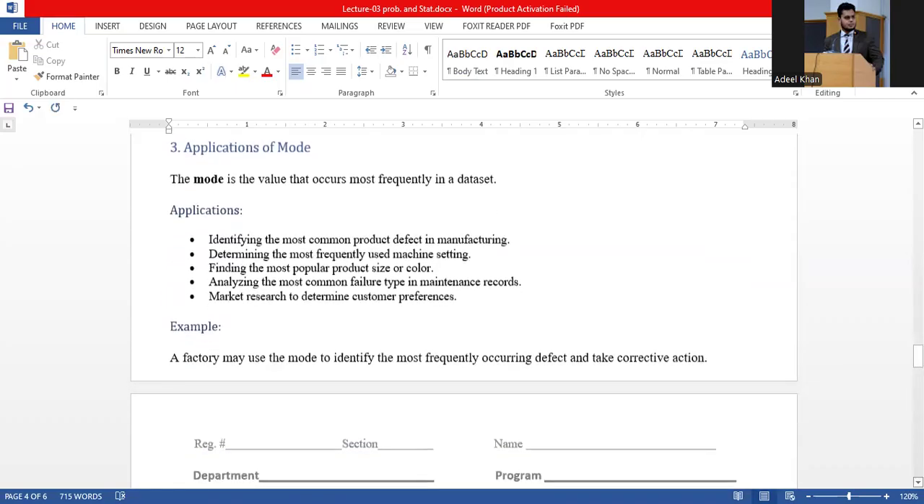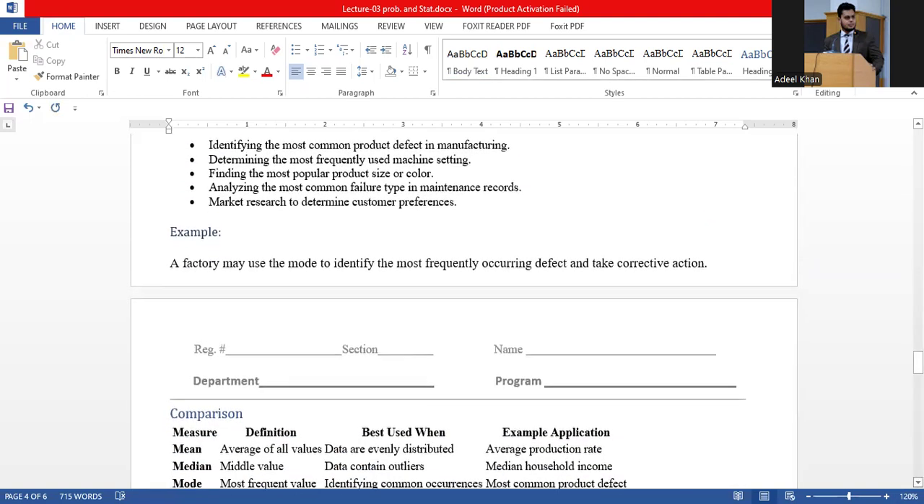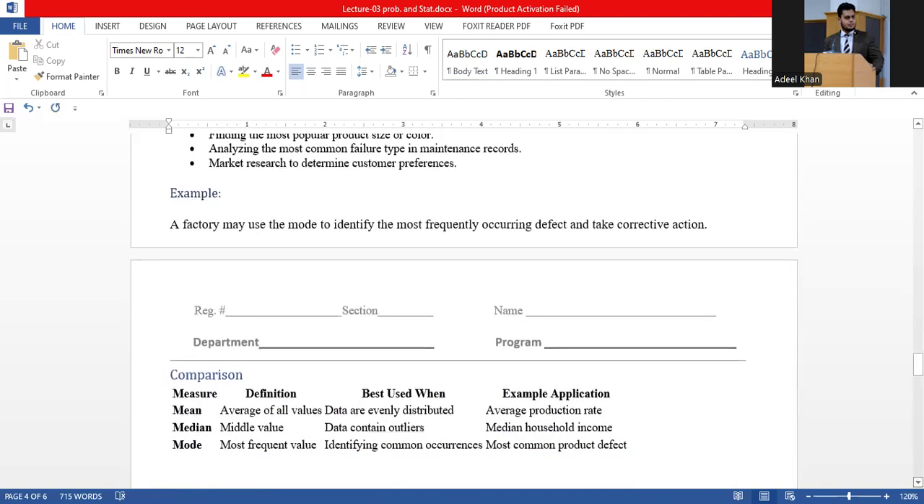Coming to the example, a factory may use the mode to identify the most frequently occurred defect and take corrective actions. For the sake of simplicity, we need the standard tendency of mode. So mode provides this in a convenient way.